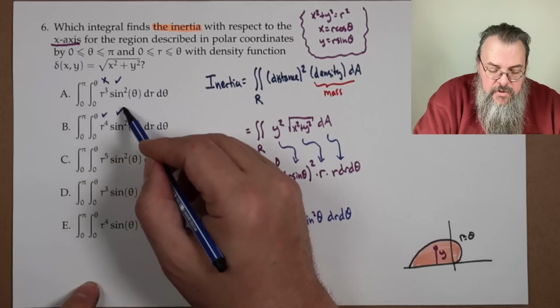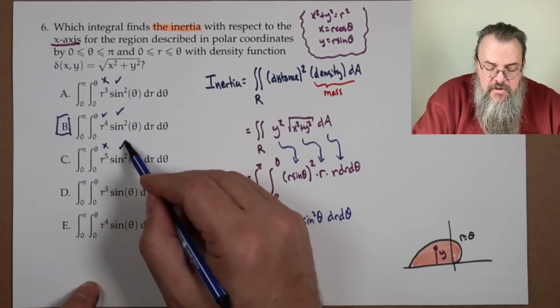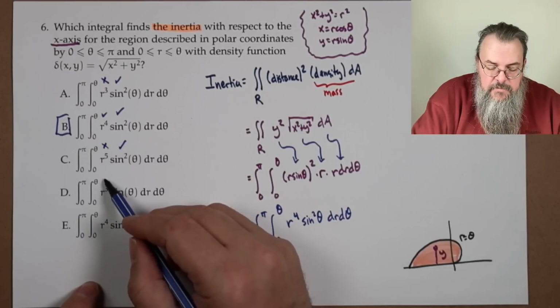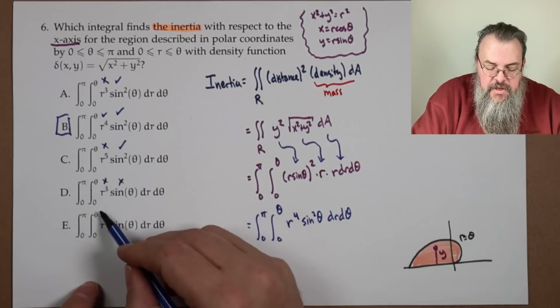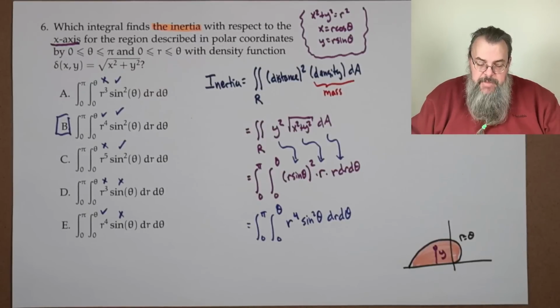R to the fourth sine squared, yes. This is the wrong power of r. The sine squared is good. Wrong on both counts, yes, but no. So, okay, it is in fact B.